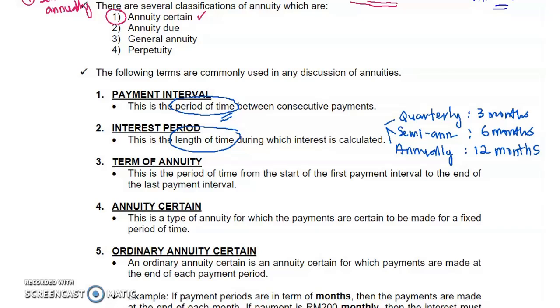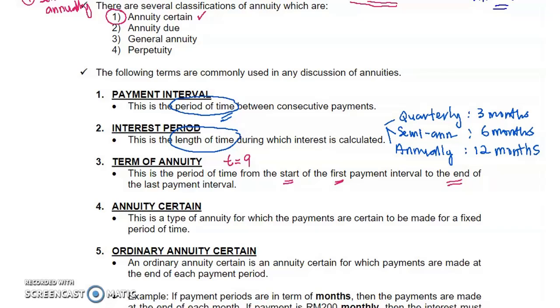Term of annuity. The term of annuity is the period of time from the start of the first payment interval to the end of the last payment interval. For example, let's say you made a loan to buy a car for 9 years. So the term of annuity, T, equals 9. So that is the term of annuity.